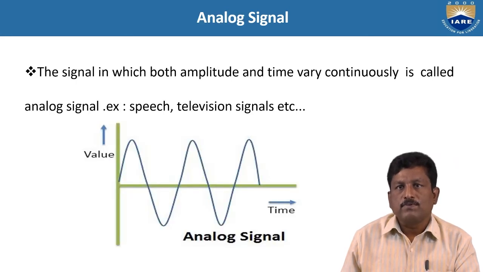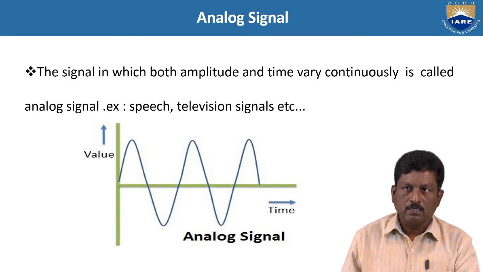So this is an example of a communication signal, the analog signal. There is a continuous variation of the signal with respect to time. For example, we have the sound signal, speech signal, and television signals. These are some of the physical signals which can carry some information.